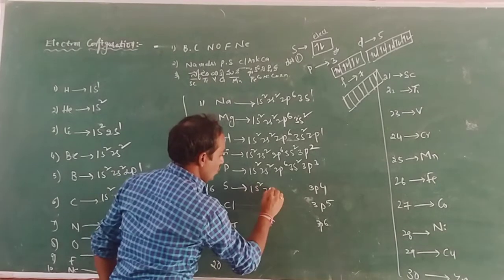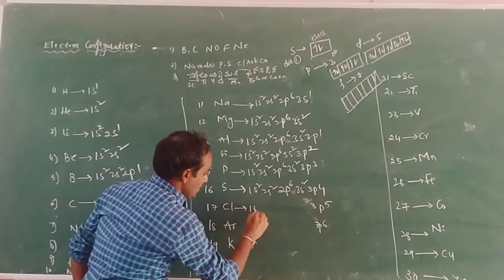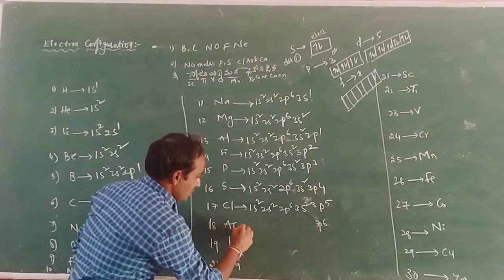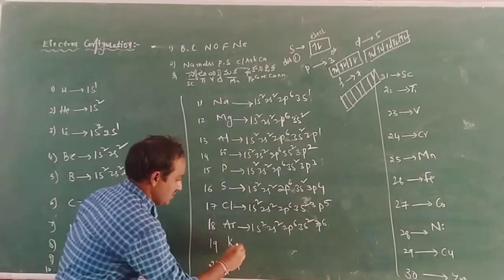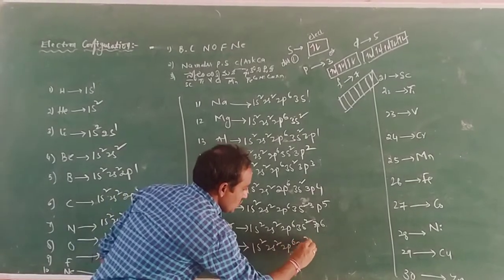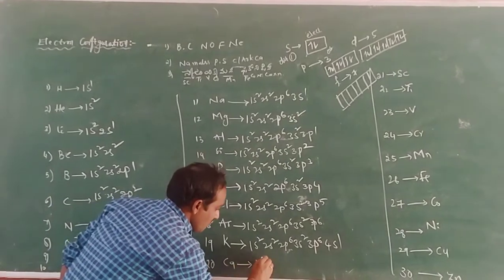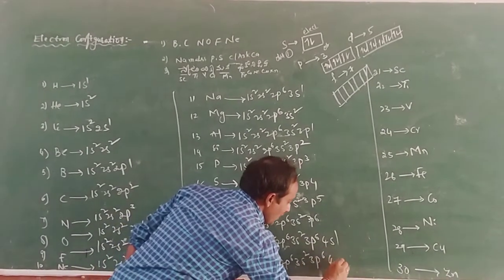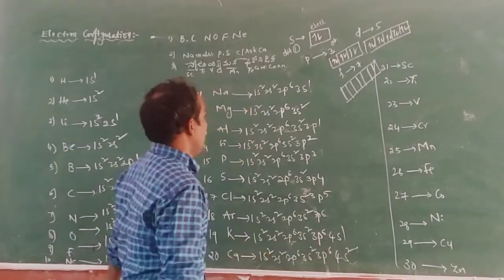So sulfur is 1s2, 2s2, 2p6, 3s2, 3p4. Chlorine is 1s2, 2s2, 2p6, 3s2, 3p5. Argon is 1s2, 2s2, 2p6, 3s2, 3p6. Potassium is 1s2, 2s2, 2p6, 3s2, 3p6, 4s1. Next calcium, 1s2, 2s2, 2p6, 3s2, 3p6, 4s2. Here we have completed the 4s orbital.